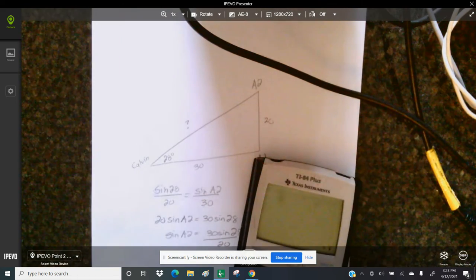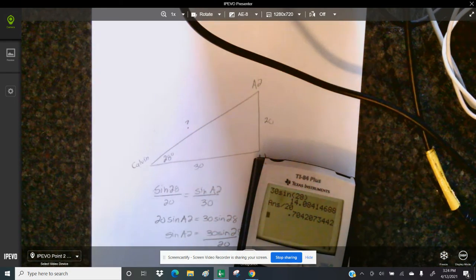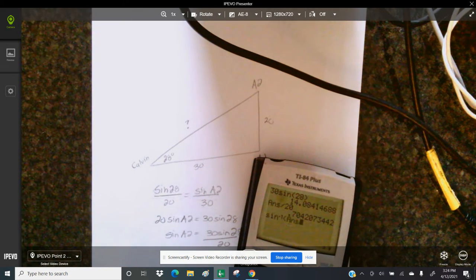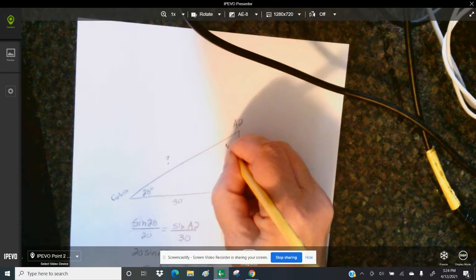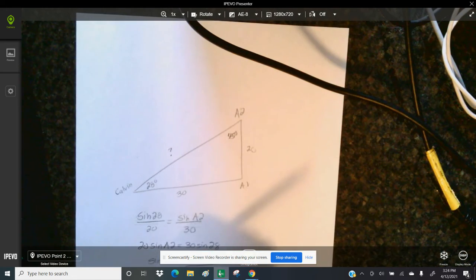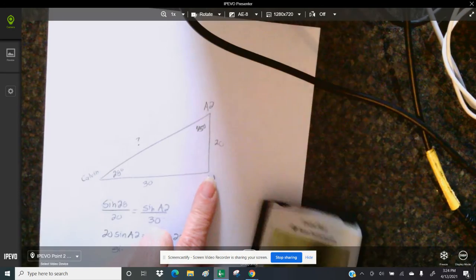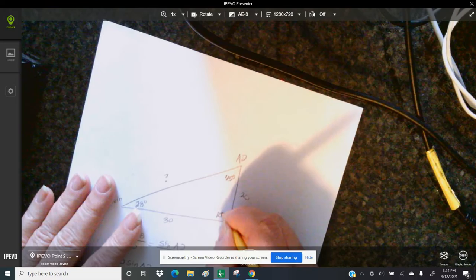And I'll put this in my calculator. 30 times the sine of 28 divided by 20 will give me 0.7042, but I don't want to know what the sine is. I wanted the angle. So I'm going to go second sine and the answer, and I can round this to 45 degrees. So now I know that this here is 45 degrees. And of course, now I can find this angle because I can just very simply say 180 minus 45 minus 28. It'll tell me that this angle here is 107 degrees.